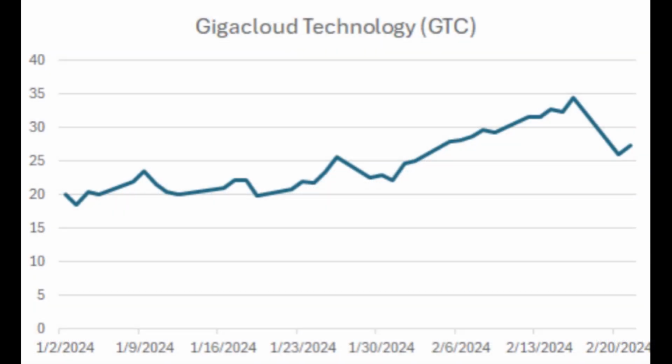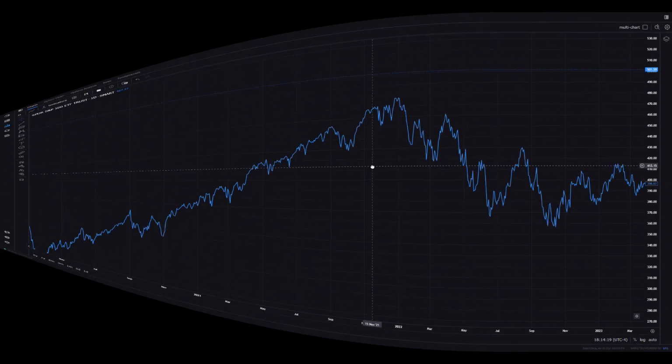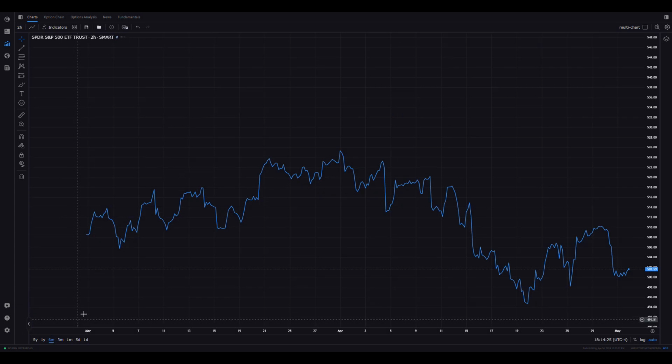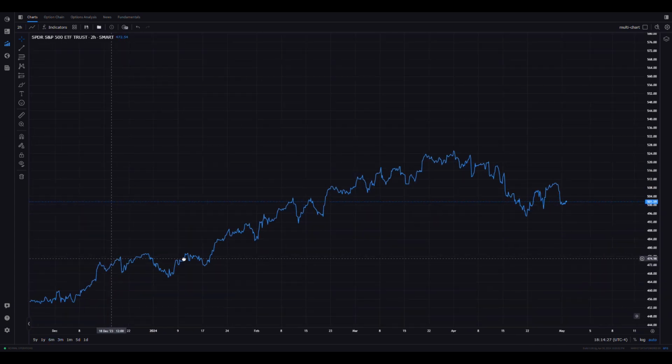A line chart typically plots the closing prices of the financial instrument on the vertical axis and the time intervals on the horizontal axis. Each data point represents the closing price of the asset at the end of a specific time period, such as a trading day, week, or month. The closing prices are connected with a line, creating a visual representation of the price movement over time.